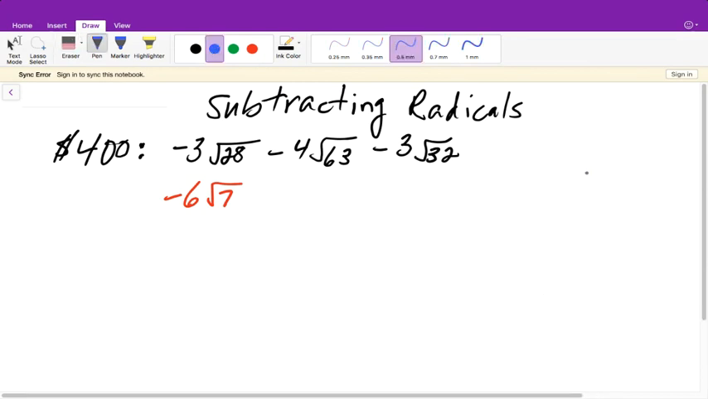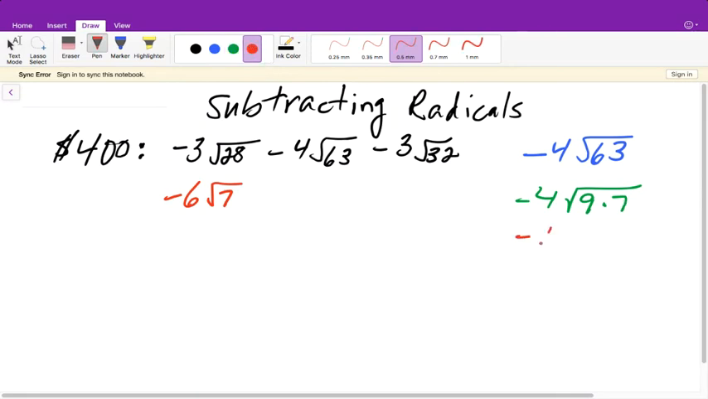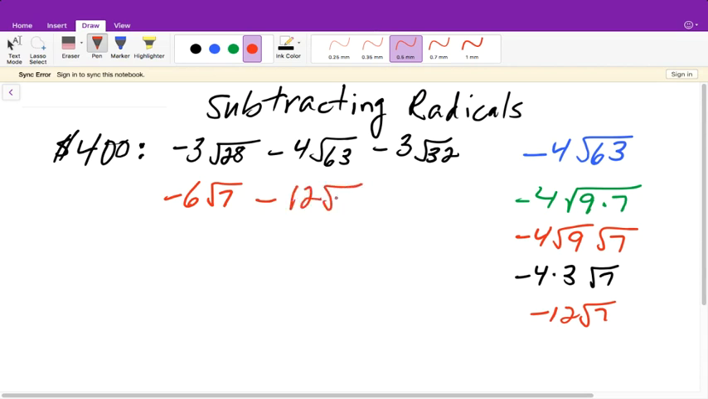All right, then the next one, minus 4 times the square root of 63. Well, what perfect square goes into 63? You guys should all know this by now. 9 does. All right, a lot of these we've done time and time again. And 9 times 7 gives me 63. We separate our radicals, so that way we can focus on them individually. And we ask ourselves, what is the square root of 9? That is 3. So it becomes negative 4 times 3 times the square root of 7. So that is negative 12 times the square root of 7. So this is minus 12 times the square root of 7.